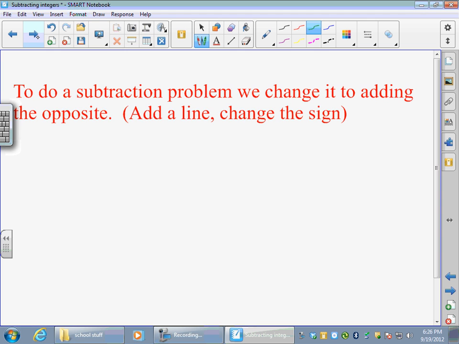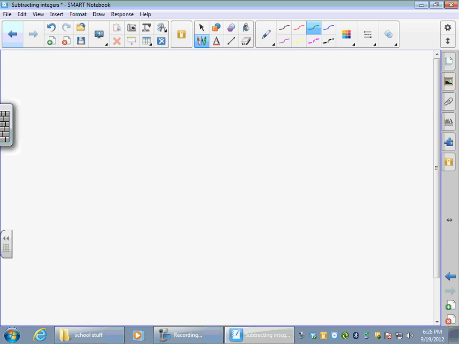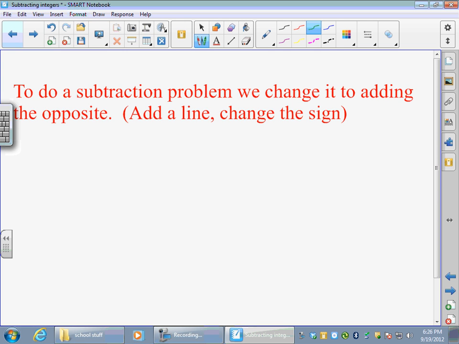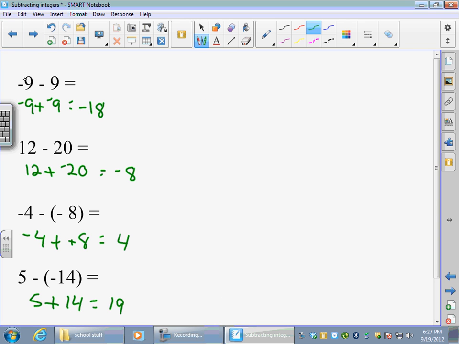So again, make sure you write this rule down. This is the last thing in this video. Write this rule down. To do subtraction, we change it to adding the opposite. Or, if it's easier to remember, add a line, change the sign. Okay, get that written down. But what you need to remember is once it's changed, then you're using those addition rules.